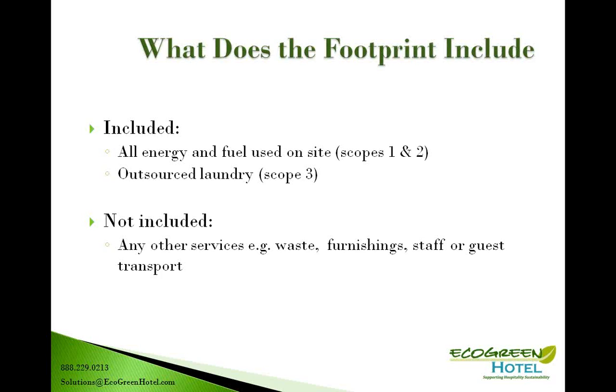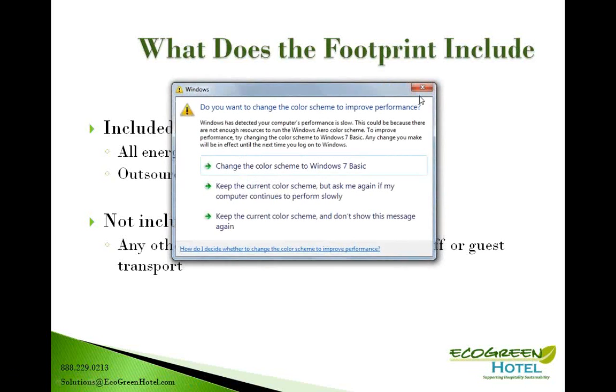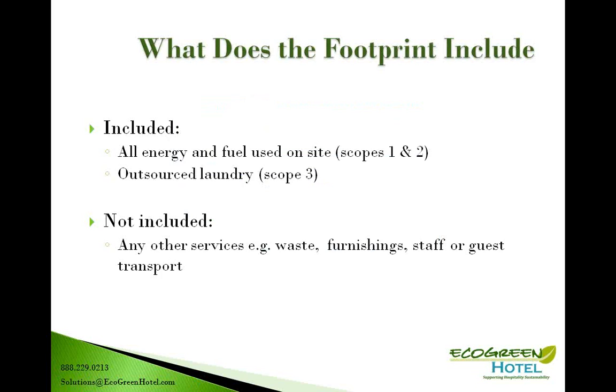If you're familiar with the Greenhouse Gas Protocol definition of different types of emissions, this might help clarify what the footprint includes. First of all, energy and fuel used on site, so gas, oil and so forth, or your purchased electricity, your district heating and cooling. Those are what we call scopes 1 and 2. Scope 3 are emissions which are outside of your direct control, but through the products and services that you purchase in. And the only scope 3 emission that we include is laundry which is outsourced.